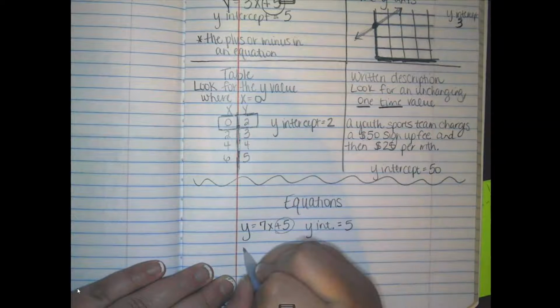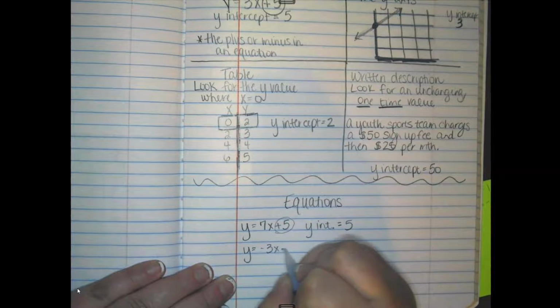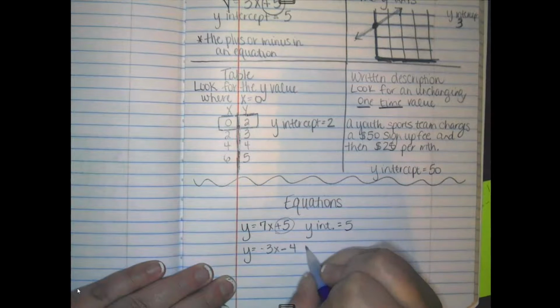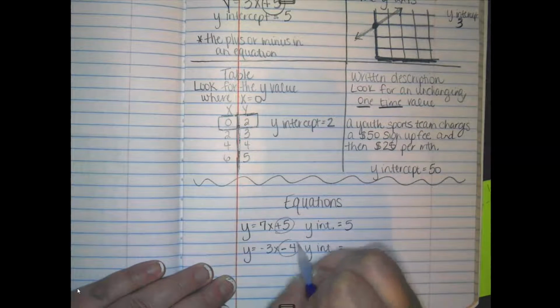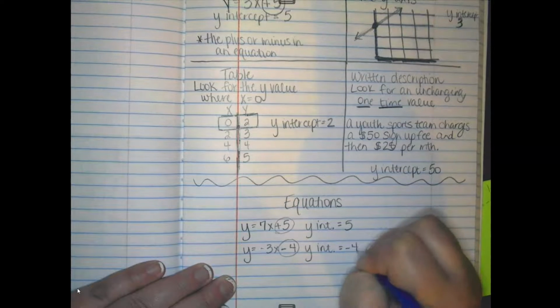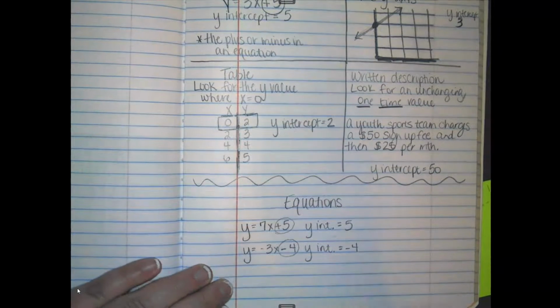Let's look at another one. Y equals negative 3x minus 4. My y-intercept is going to be minus 4. Always bring that sign with it.